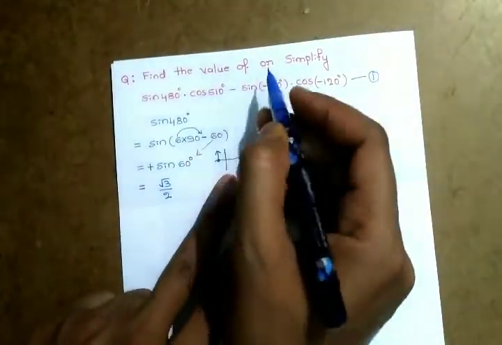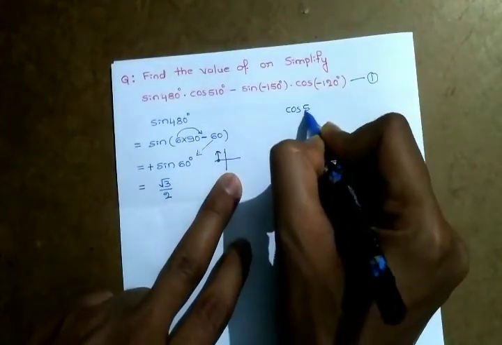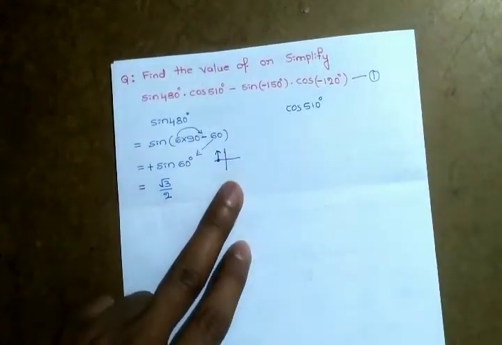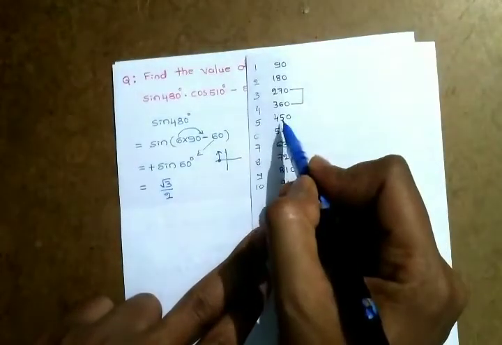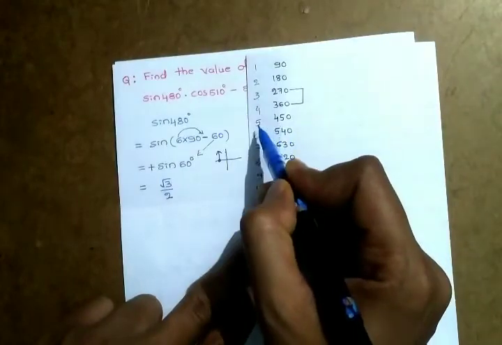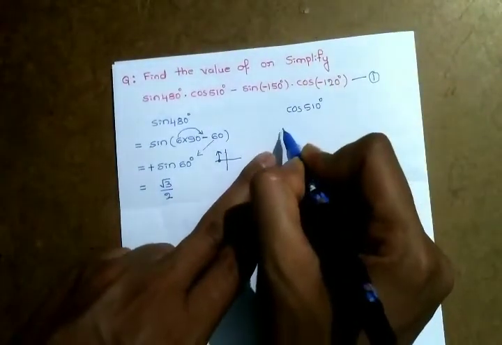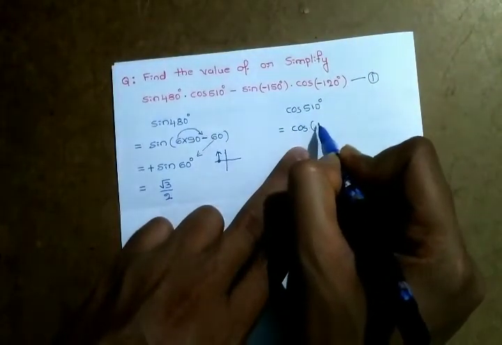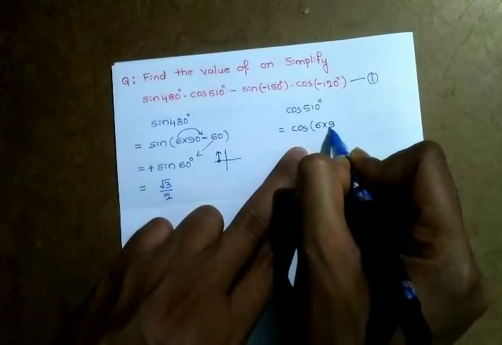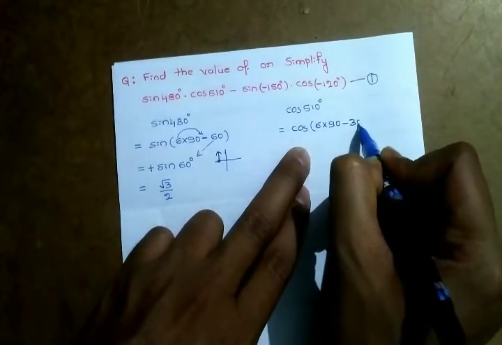Next, cos 510. So again, you know, 510 comes in between what? 450 and 540. So here which one is the even number? 6. That is only I am going to consider. So which is equals to cos 6 into 90, 540 minus how much here? 30.